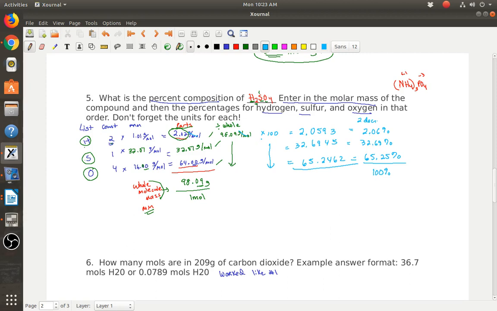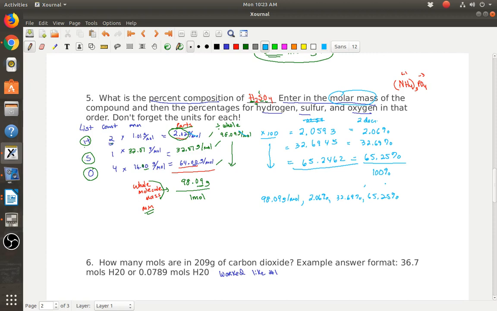If you would have forgotten to multiply by 100, you would have gotten a number like 0.0259 and 0.32 and 0.65. So you have to remember to multiply by 100. So that's the percent composition. And then the question said to enter the molar mass of the compound first. So you should have entered 98.09 grams per mole, and then the percentages of hydrogen, sulfur, and oxygen in that order. And you'd write 2.06%, 32.69%, and 65.25%. Now, this is not the compound you had to do, but this is the same kind of process.